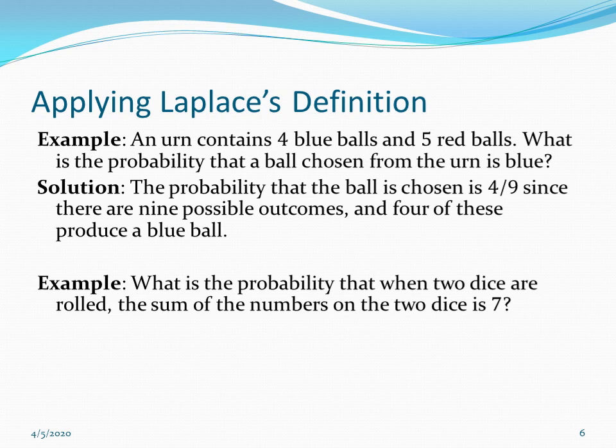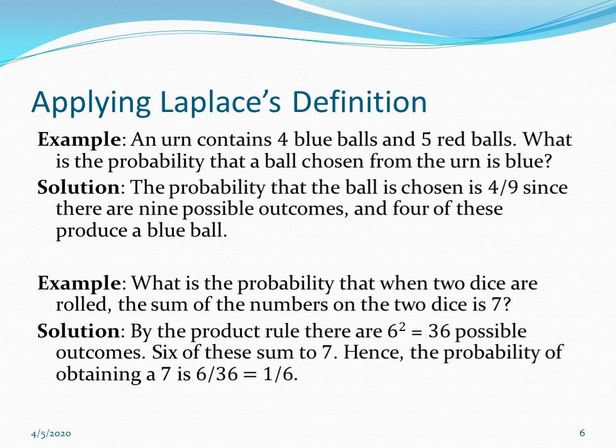Next example, we want to know the probability that when 2 dice are rolled, the sum of the numbers on the 2 dice is 7. First of all, we want to know what the sample space is. You have 2 dice. Each die has 6 possible outcomes, so for the 2 dice together, there are 36 possible outcomes. The sample space has 36 possible outcomes. Now 6 of these sums add up to 7. If you take 1 and 6, or 6 and 1, 2 and 5, or 5 and 2, 3 and 4, or 4 and 3, these all add up to 7. 6 possible outcomes will add up to 7.